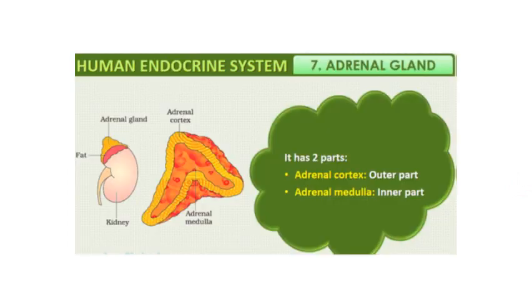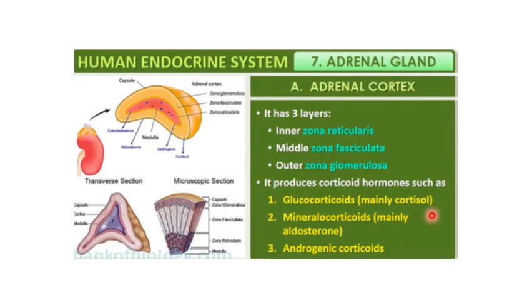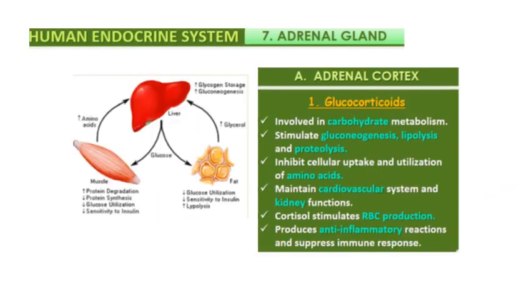The adrenal gland has two parts, that is adrenal cortex, which is the outer part, and adrenal medulla, which is the inner part. The cortex has three layers: inner zona reticularis, middle zona fasciculata, and the outer zona glomerulosa. It produces corticoid hormones such as glucocorticoids, mineralocorticoids. Mineralocorticoids mainly include the aldosterone and androgenic corticoids.